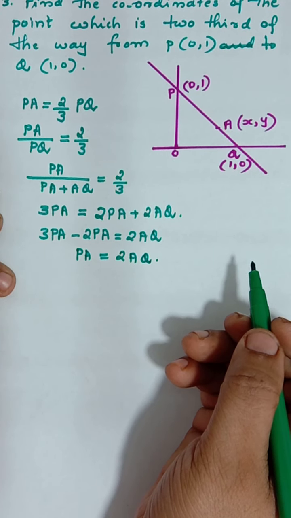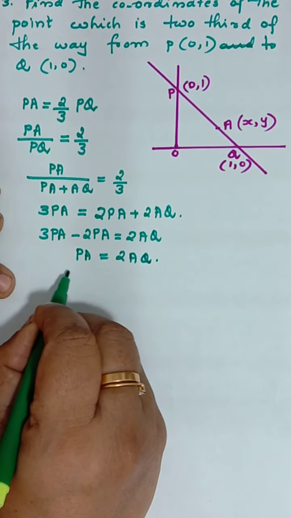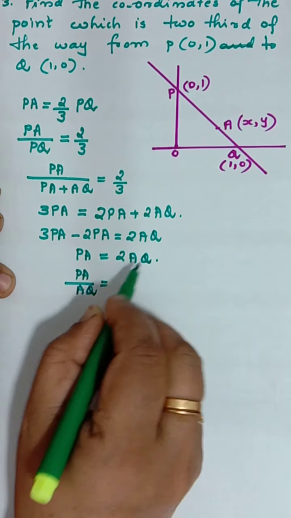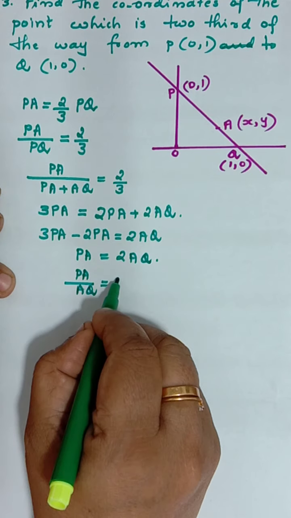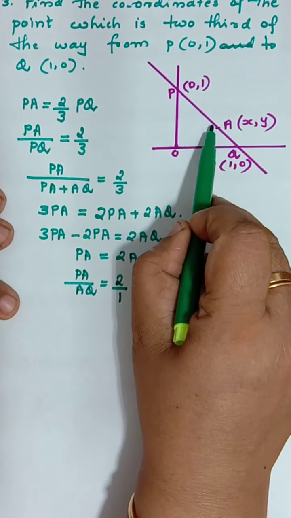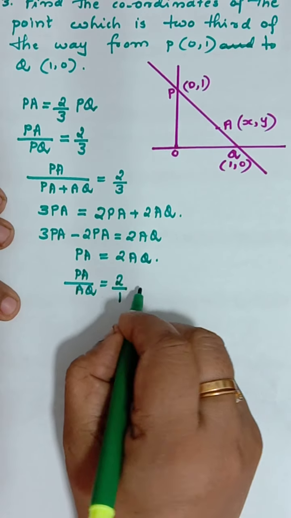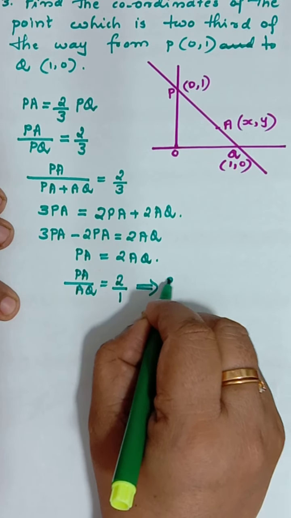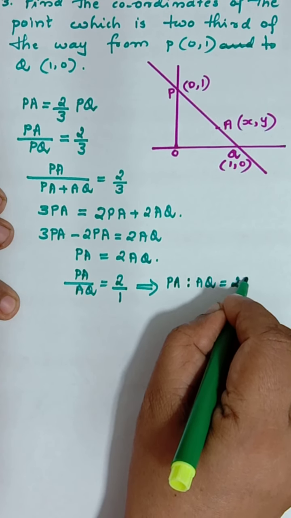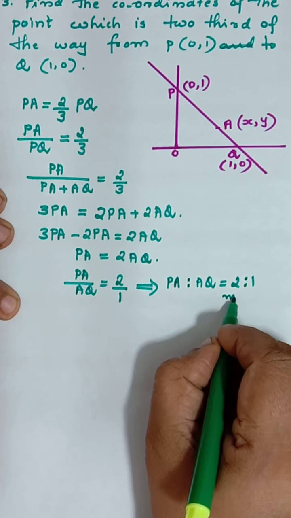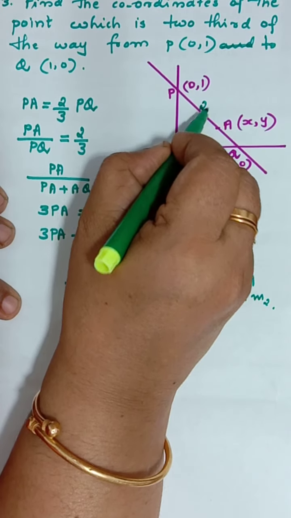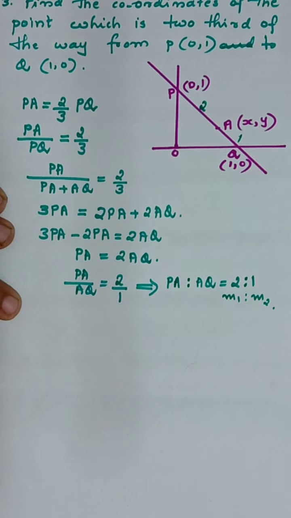What is meant by that? PA by AQ is equal to, AQ as denominator, 2 is here, 2 means it is 2/1. So PA is to AQ is 2:1. This implies PA is to AQ is equal to 2:1. This is our M1 is to M2 actually. So it is 2:1, M1 is to M2.